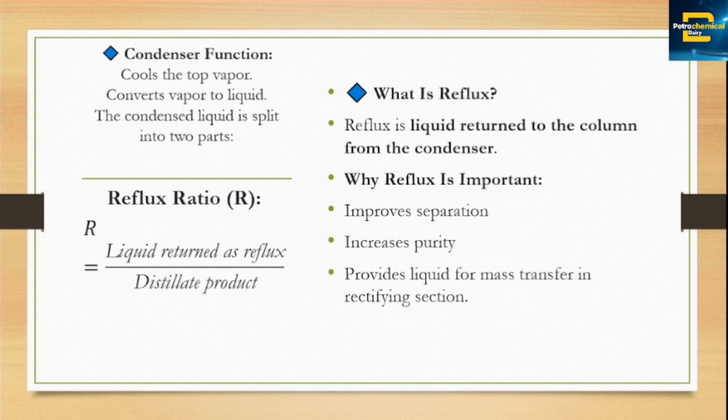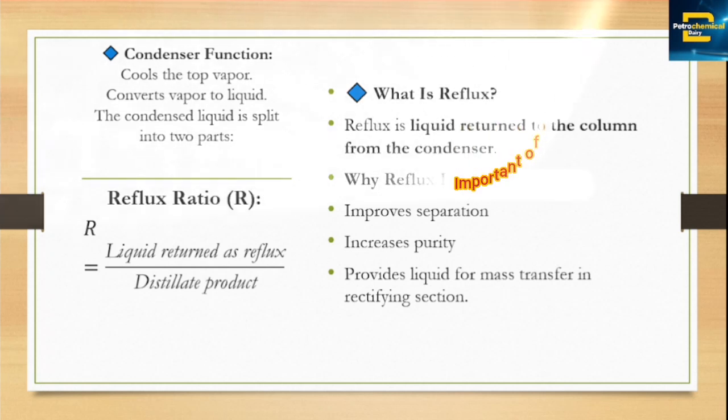product. You can do more research on how to calculate our reflux ratio and how to calculate our number of stages using the McCabe-Thiele method. You can do more research on that to understand the calculation of our number of stages. So we have the condenser. Like I said, the condenser cools the top vapor and converts vapor to liquid. The condensed liquid is split into two parts. I've explained that before.